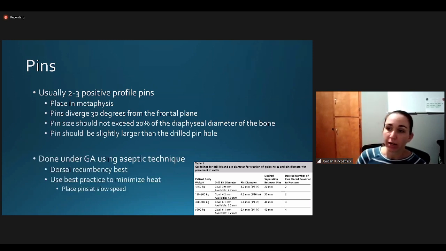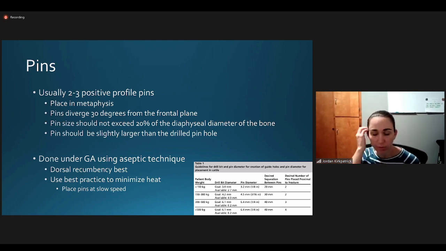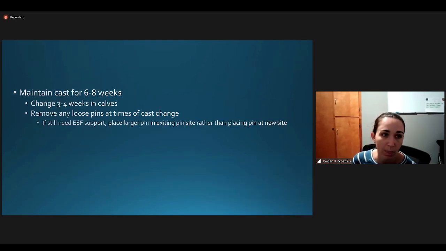This is done under general anesthesia using aseptic technique. Usually the animals are in dorsal recumbency. And one of the things to remember when we're placing plates and screws and things like that is you want to minimize the heat of the drill. For this, you want to place pins at a slower speed, and that will decrease the amount of heat that is formed when you're placing them.